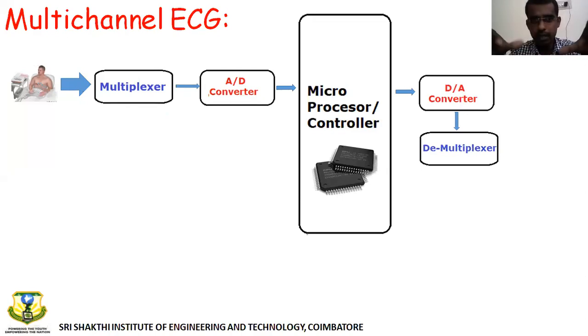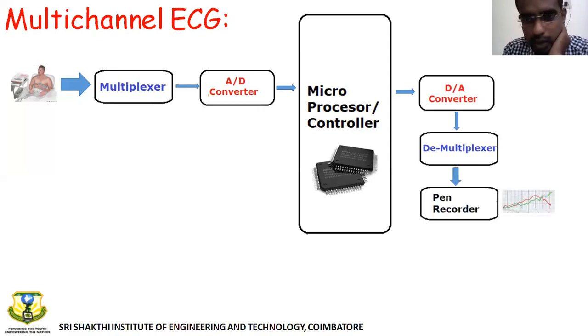Now you need to convert into 10 channels and plot simultaneously. So you need to do the reverse operation, demultiplexing. Demultiplex means one to many, you convert. So now if there are 3 channels, then it needs to be recorded simultaneously. So you have a pen recorder with 2 or more pens that will simultaneously record. That's how it is being achieved.